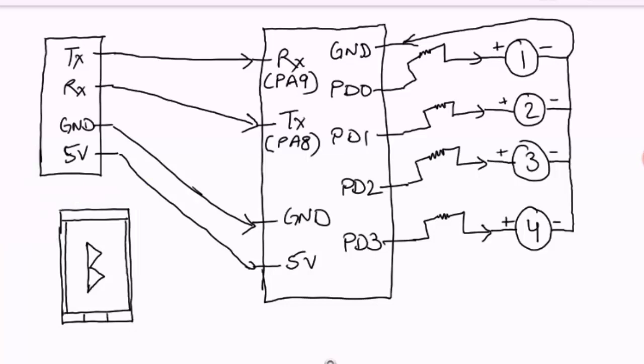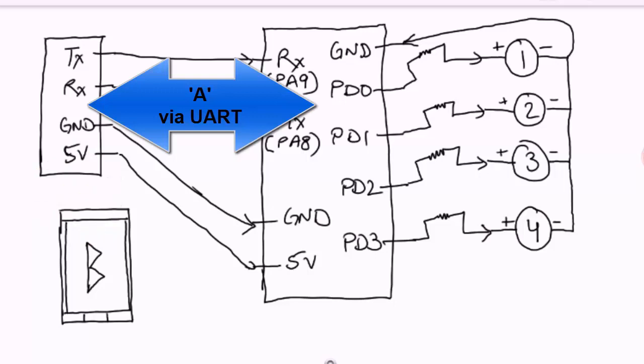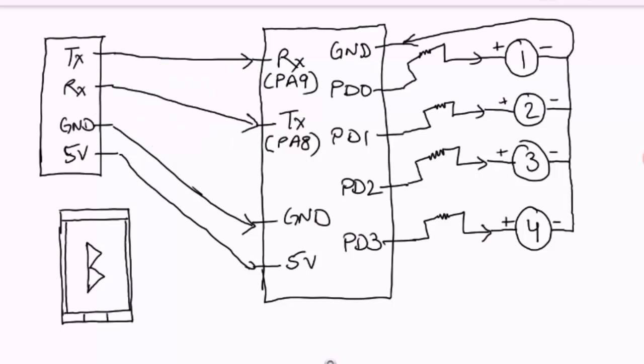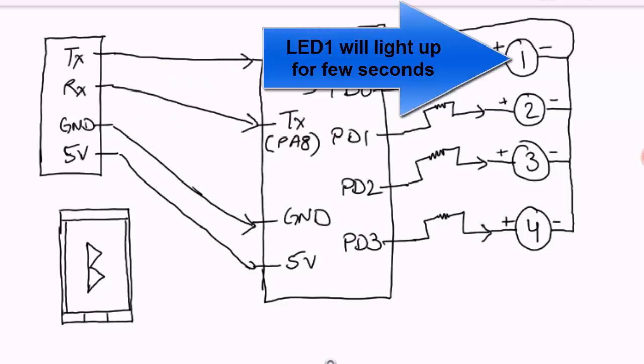Now we will connect our mobile phone to this module through Bluetooth connectivity. And then we will send data from our smartphone to this Bluetooth module using Bluetooth communication. Now we will write the program in such a way that when we send a character from the smartphone to the Bluetooth module, it will be sent to the STM32F4Discovery board from the Bluetooth module using the UART protocol, and then the STM32F4 Discovery board will light up the first LED for a few seconds.